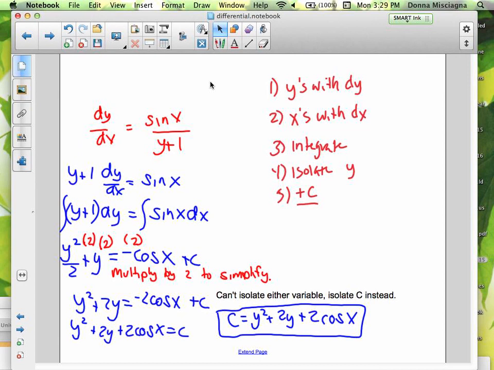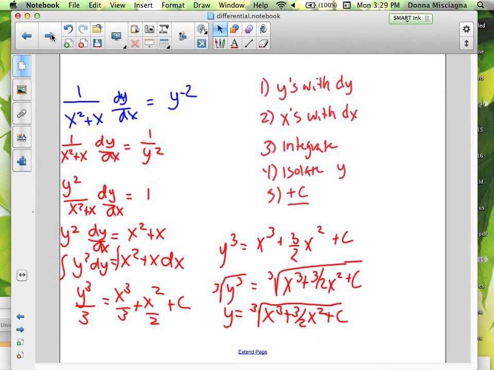A student in class pointed out: how do we go from one step to the next? I multiplied everything by 2 just to simplify it. If I multiply y squared divided by 2, I get y squared. Y times 2 is 2y, and 2 times negative cosine x gives negative 2 cosine x plus c. I would get rid of the fractions by multiplying by the common denominator, in this case 2. You don't have to multiply c by 2? C doesn't get affected by anything? No, it's a constant, because we don't know what the constant is.